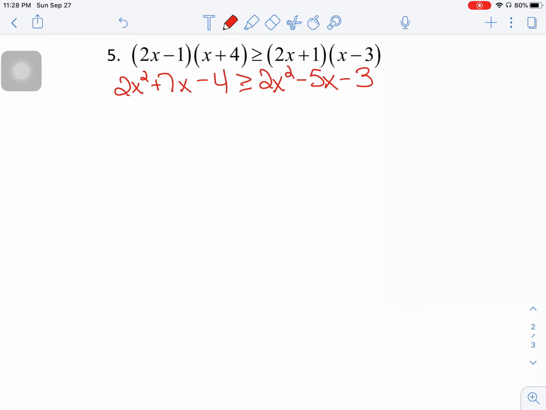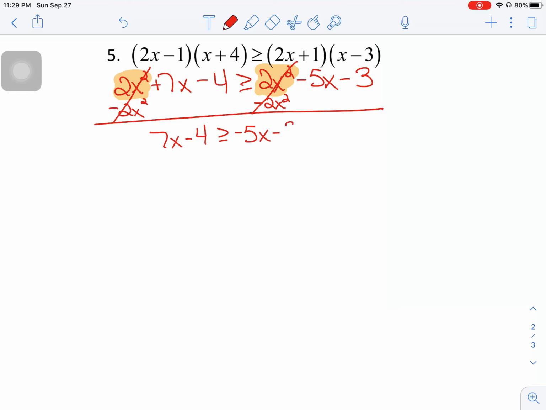And I am a seriously happy camper right now, and here's why. I immediately recognize that this is a 2x squared on the left side, and this is a 2x squared on the right side. They match. So conveniently, I can subtract them from both sides, and you no longer have a quadratic equation. You have a linear inequality here. Okay? So if this is a linear inequality, this is the same thing we've been doing for a long time now, right? We're just going to solve the inequality.